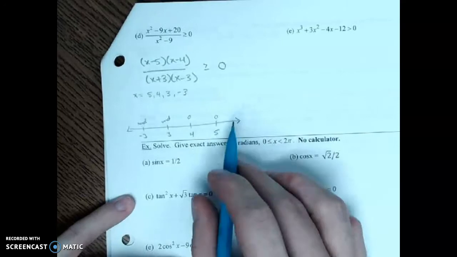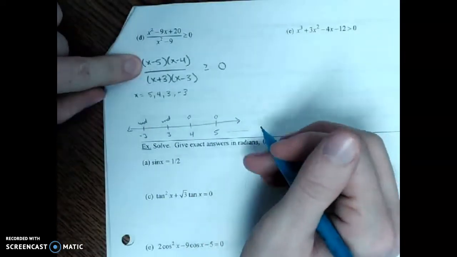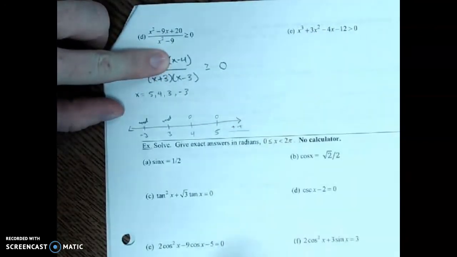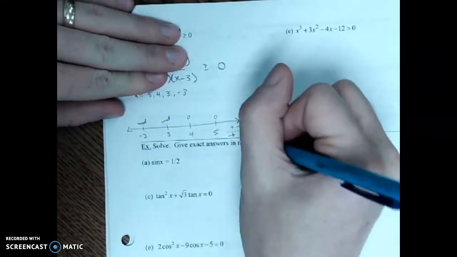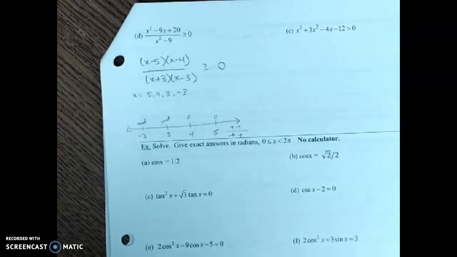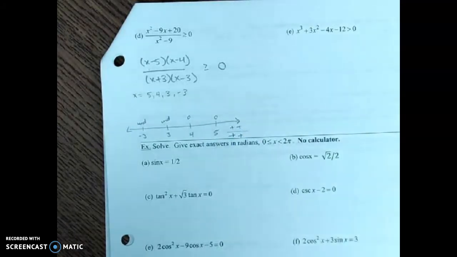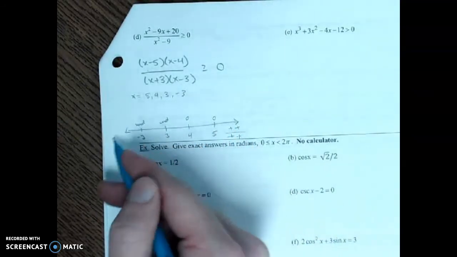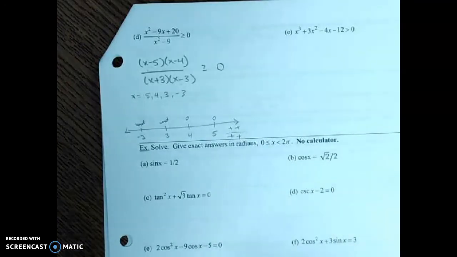All right, so plug in 6 to test this interval. Let's see. 6 minus 5 would be plus. 6 minus 4 would be plus. 6 plus 3 would be a positive. 6 minus 3 would be a positive. It doesn't always start with all the chunks being positive, but a lot of the time it will. And then gradually, as you move yourself across this number line, one of them is going to change at a time. But again, I would just actually take the time to do it.